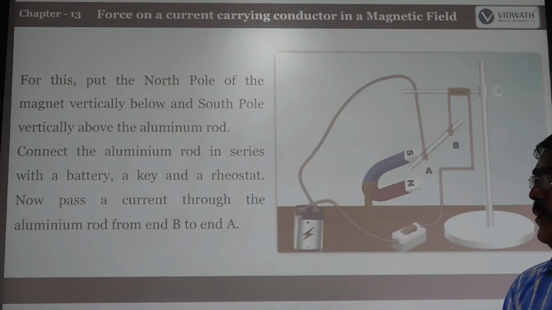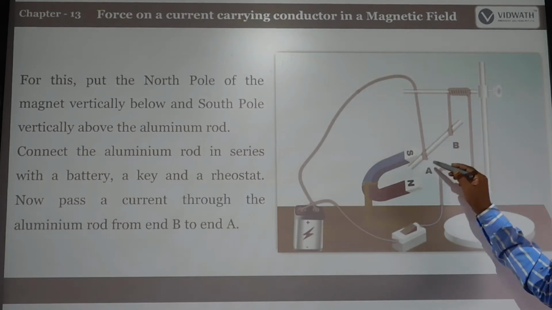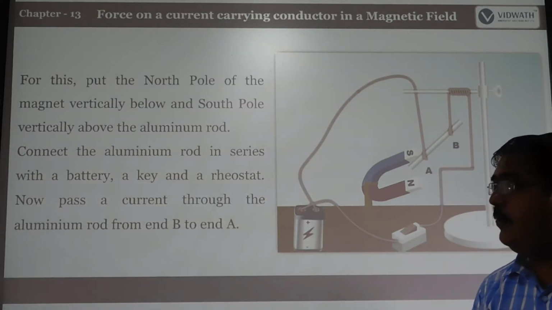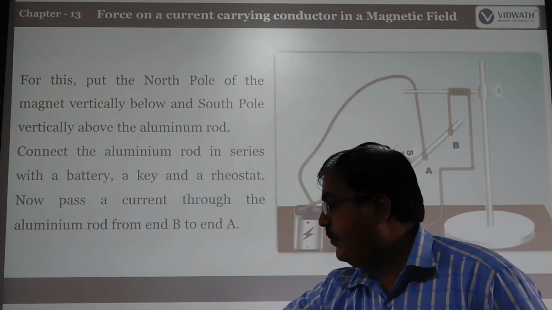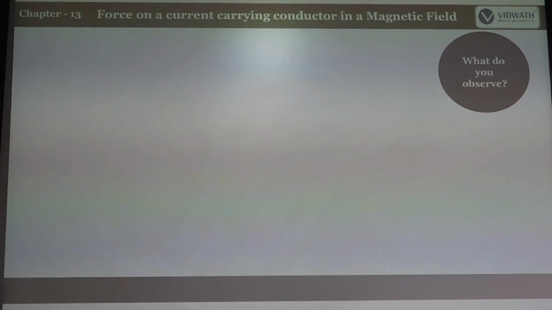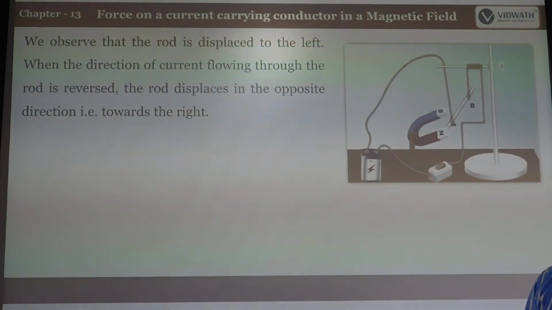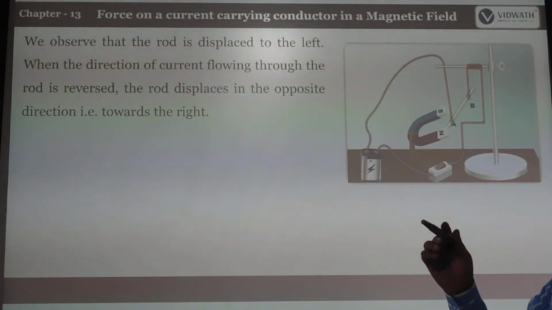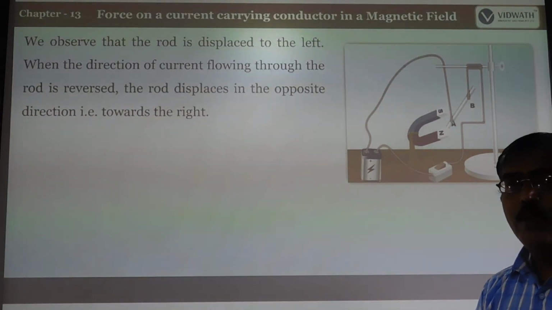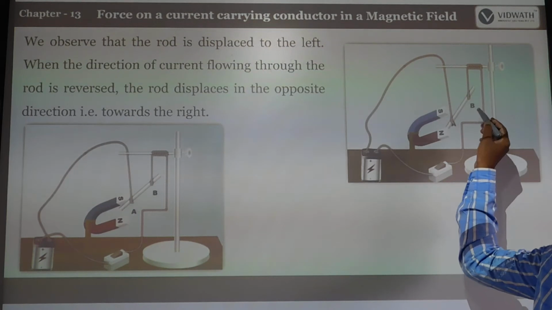Now pass a current through the aluminium rod from B to A. The direction should be B to A. Then you pass the current. What happens, you can see here. So what do you observe here? We observe that the rod is displaced. Its direction slightly changes. That is called the displacement of the rod.